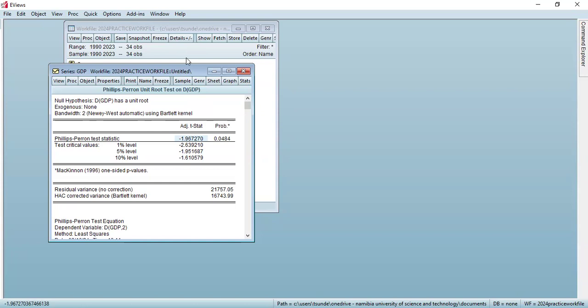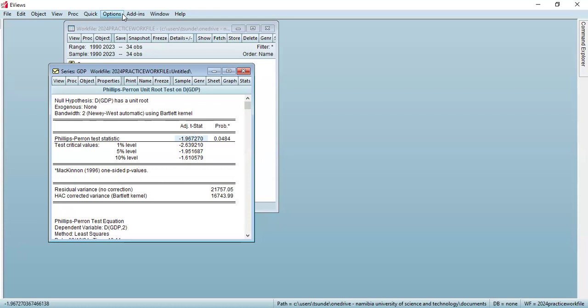So, what is our overall conclusion with the GDP? The overall conclusion is that the GDP variable using Dickey Fuller test, augmented Dickey Fuller test, and Phillips-Perron is non-stationary in levels. But it becomes stationary after first differencing. That is your overall conclusion. It's non-stationary in levels, but it becomes stationary after first differencing.